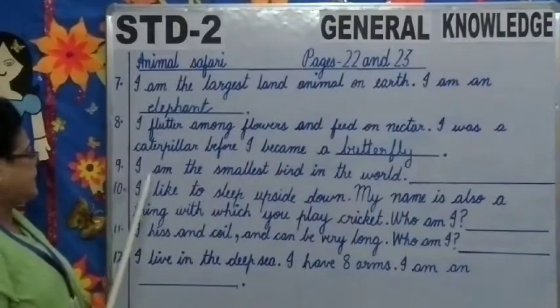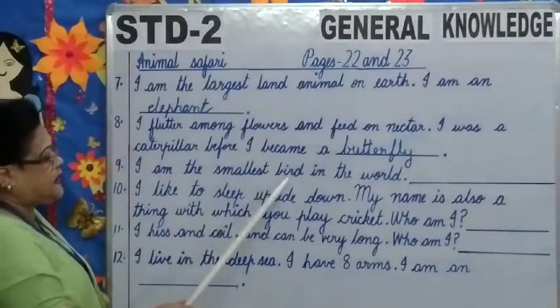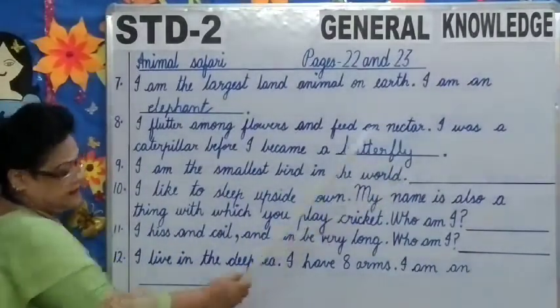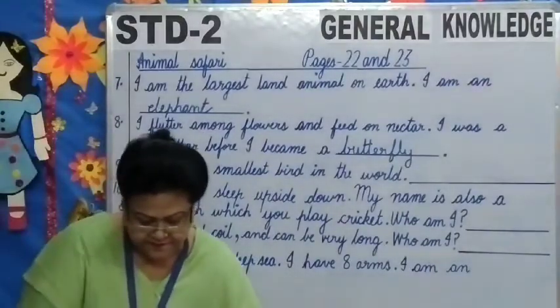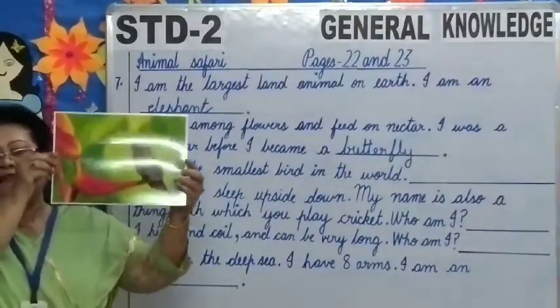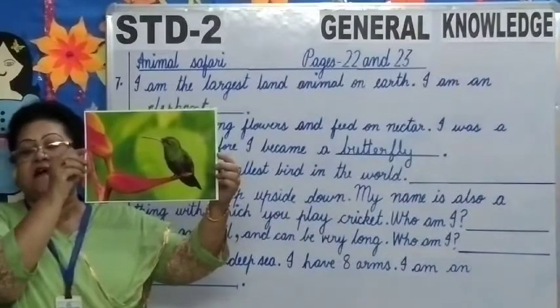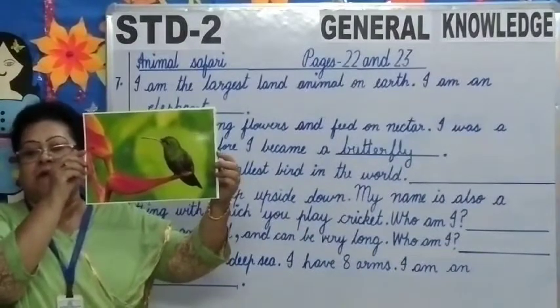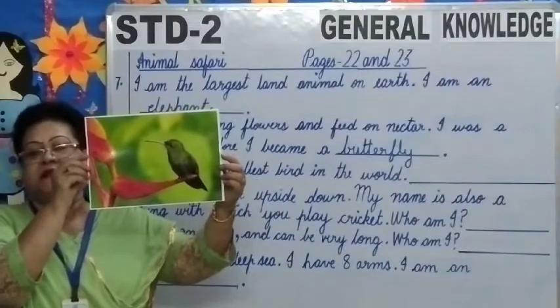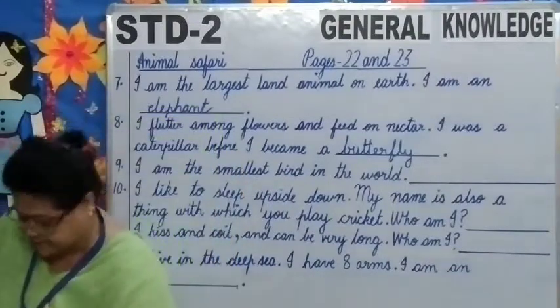Number nine. I am the smallest bird in the world. Can you name this bird, children? Yes. This is a hummingbird. A hummingbird is the smallest bird in the world.